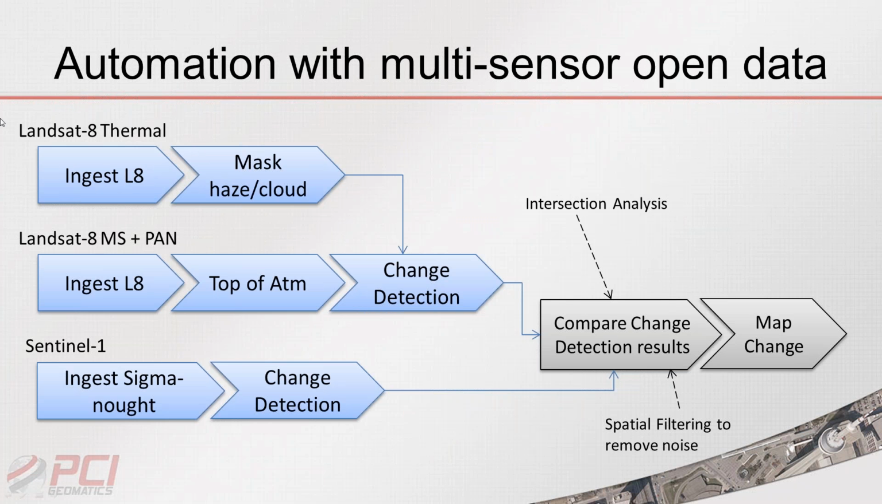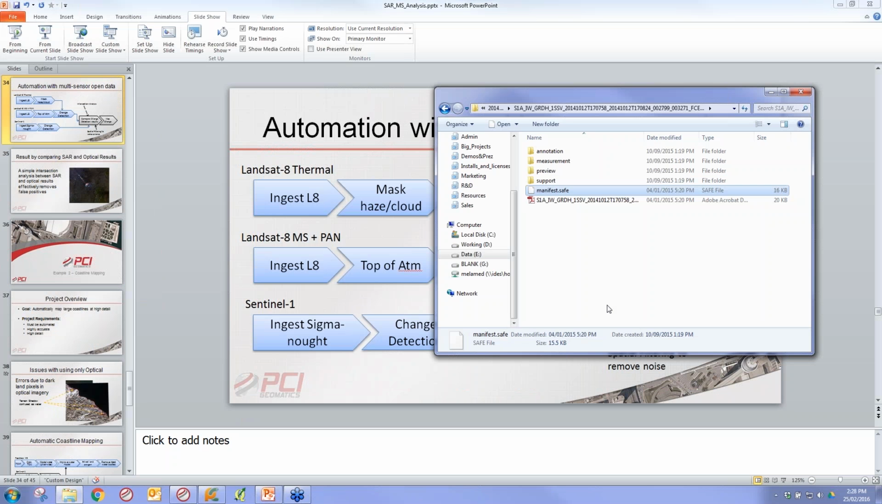The first thing we're going to look at is the Landsat-8 thermal bands. Because my area of interest is the South Pacific, which is a relatively warm ocean, we can use this to quite accurately mask out haze and cloud. So let's take a look at that right now.